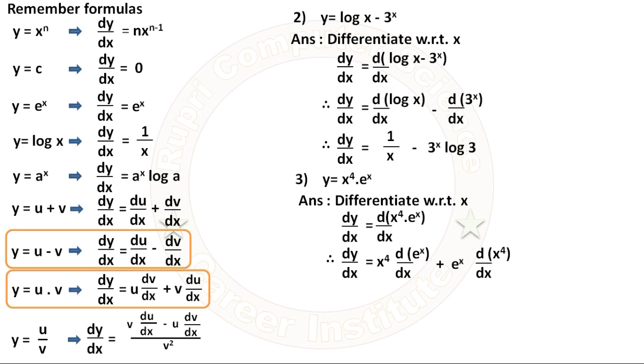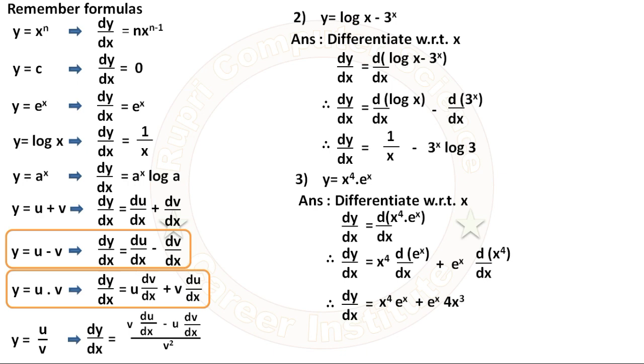Now next step, therefore dy upon dx is equal to, now see, x raised to 4 as it is. Derivative of e raised to x is what? E raised to x. Plus now e raised to x as it is. And derivative of x raised to 4 is what? 4x raised to 3. Therefore it is equal to x raised to 4 e raised to x plus e raised to x into 4x raised to 3.